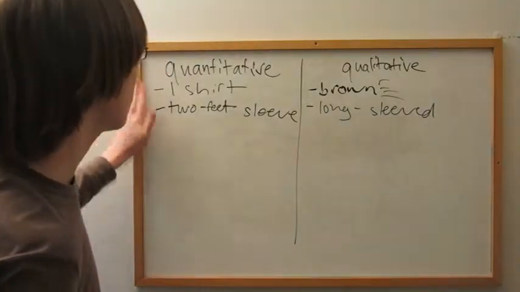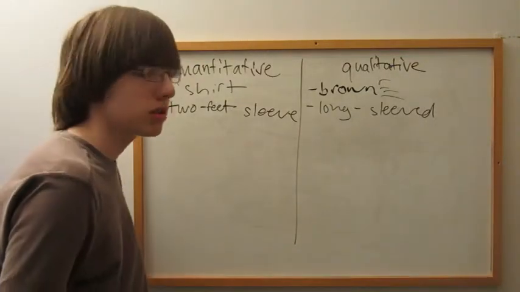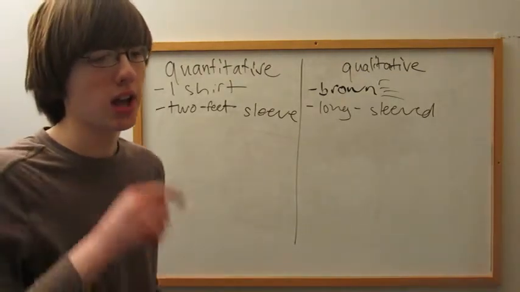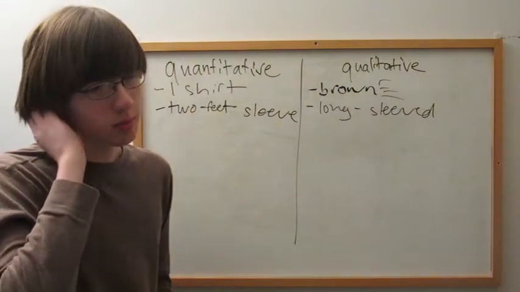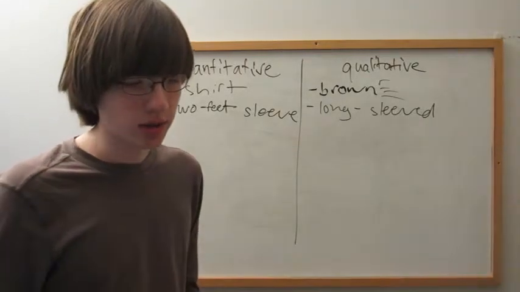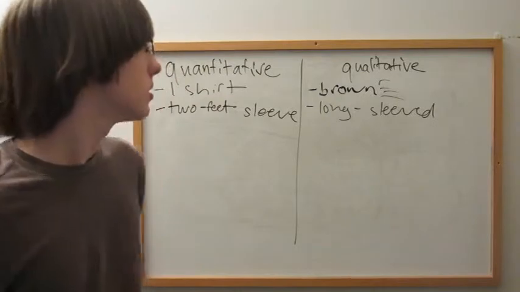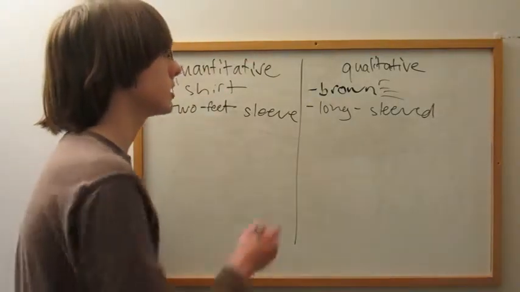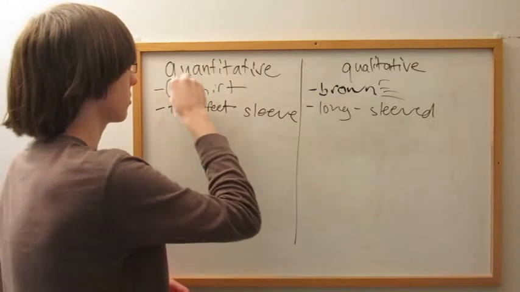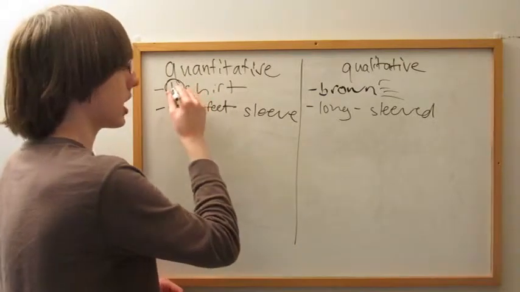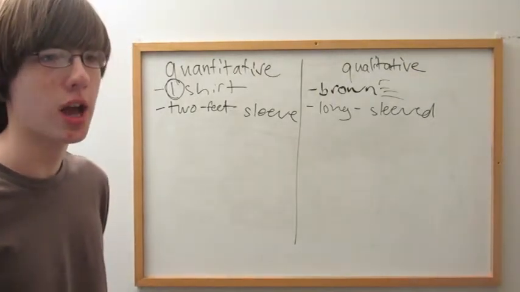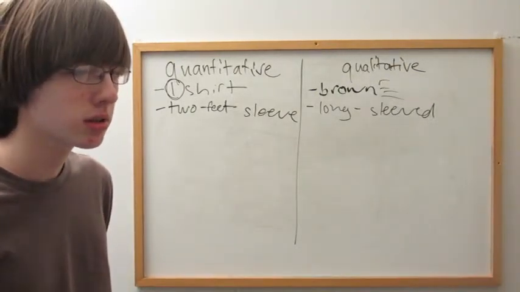But now let's look at quantitative, how that works. If I say that I have one shirt on, then you're going to have an idea of me having one shirt on. Now the shirt may look different than what I was thinking, but how the shirt looks is actually qualitative. That's not the primary interest of quantitative. We care that I have one shirt on. There's not any miscommunication as to how many shirts I'm wearing.